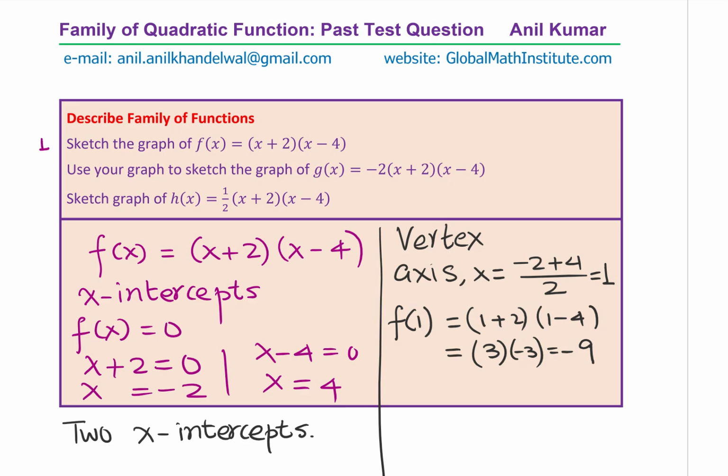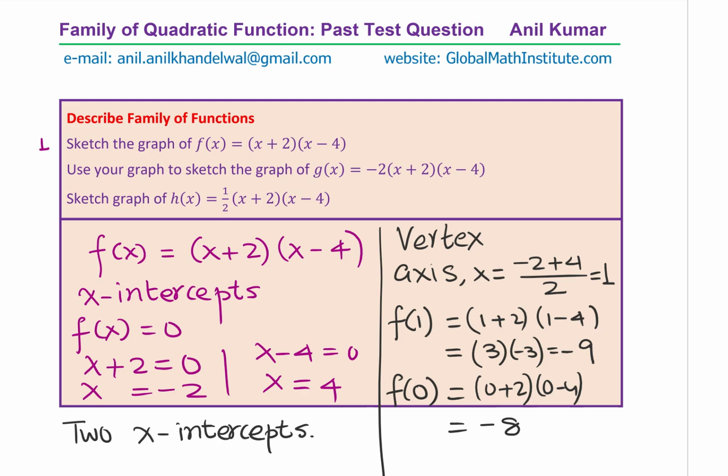Well, some of you can also find the y-intercept, that is the value for x equals 0. The y-intercept is going to be, when I substitute x equals 0 in this equation, I get 0 plus 2 times 0 minus 4, which is equal to 2 times minus 4, which is minus 8. So now we have good points to sketch the graph.